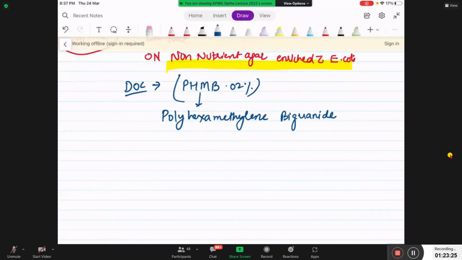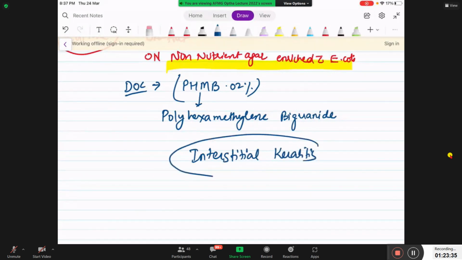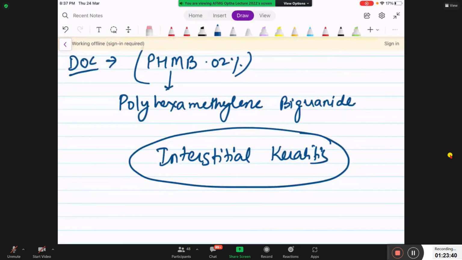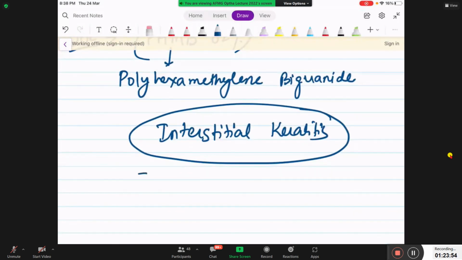Next type of keratitis, write down short: interstitial keratitis. So what do you mean by interstitial? Interstitial means some interstitial layer of the cornea is getting infected in this type of keratitis, or the middle layer of the cornea, that is your stroma, right? So as the name suggests, in interstitial keratitis, there is only stroma.